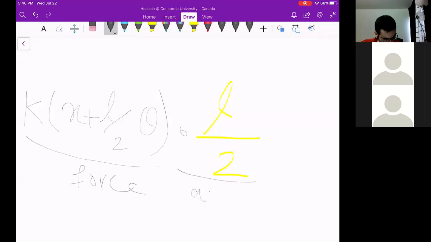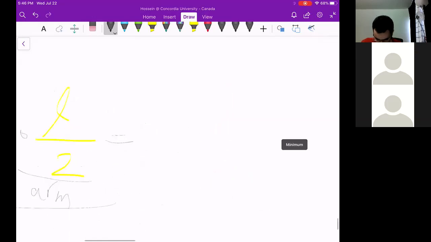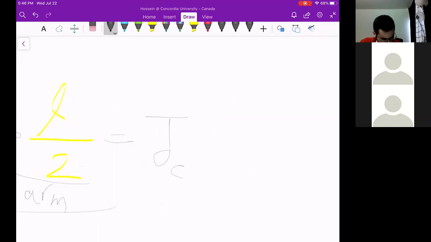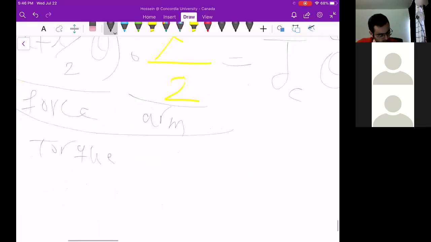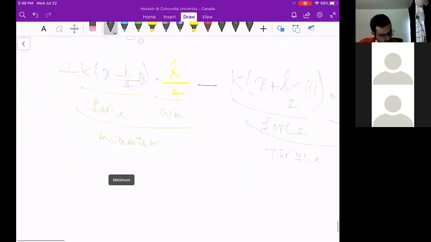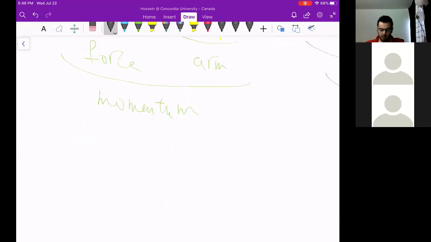Force arm and torque or momentum is going to be equal to J C theta double dot. Therefore, the next step is just transferring these two equations into the matrix format.